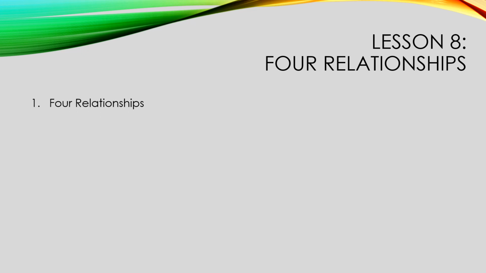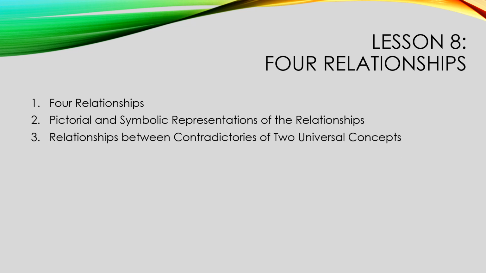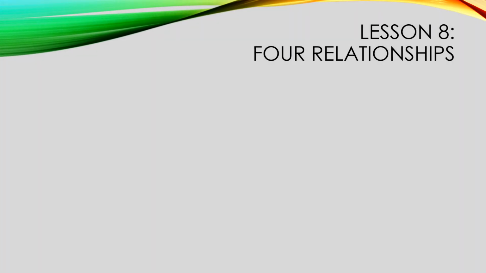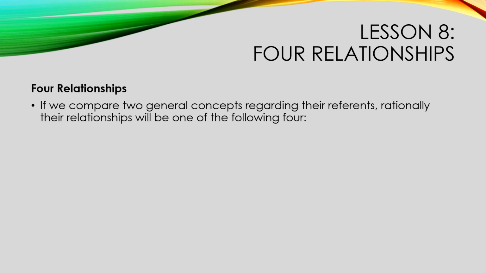So we will talk about, obviously, the four relationships, the pictorial and symbolic representations of these relationships, and the relationships between contradictories of two universal concepts. Okay, let us first identify the four relationships. If we compare two general concepts regarding their reference, rationally their relationships will be one of the following four.